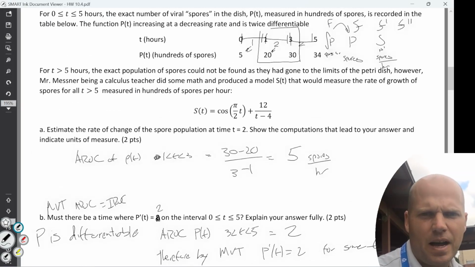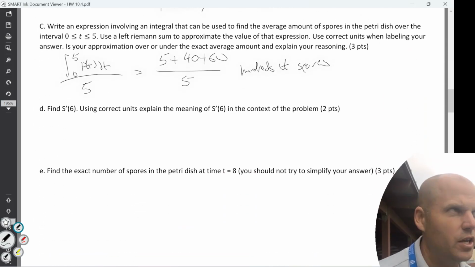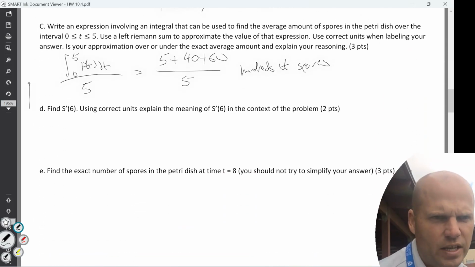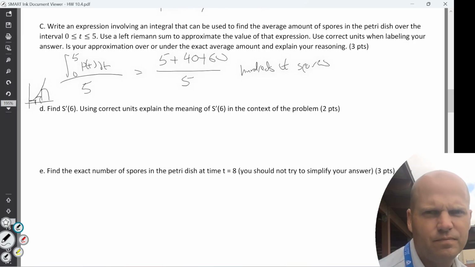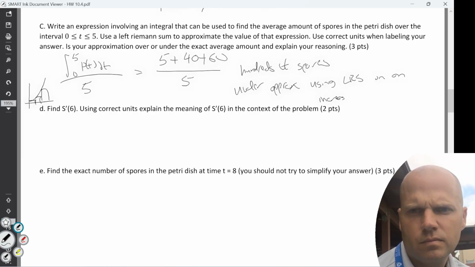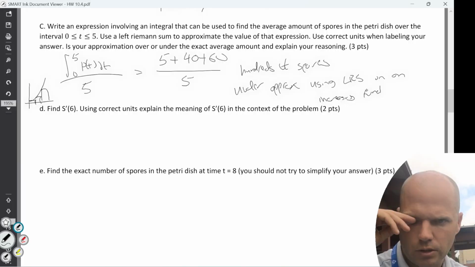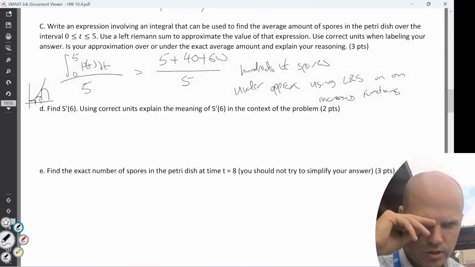And is my approximation over or under? Well, I'm using a left Riemann sum of an increasing function. If you use a left Riemann sum of an increasing function, you are going to be under. So this is an under approximation because you're using a left Riemann sum on an increasing function. It's not because it's concave down, just because it's increasing. Trapezoids, that.